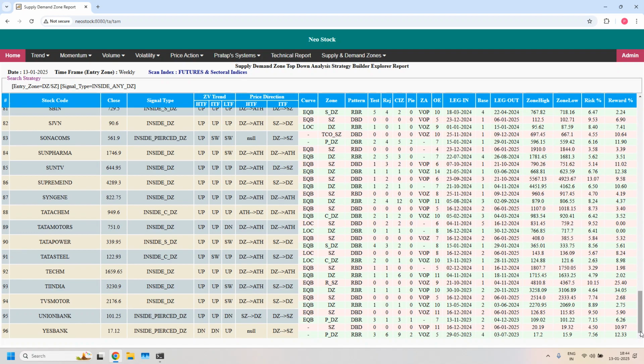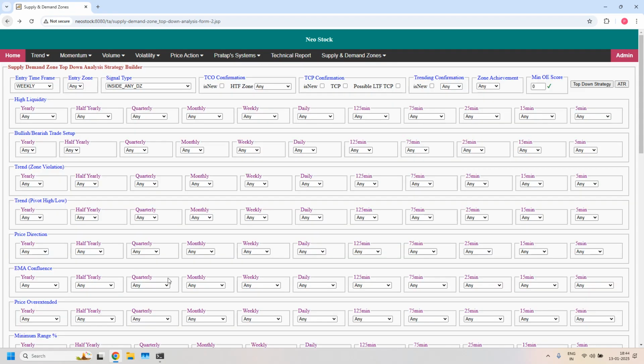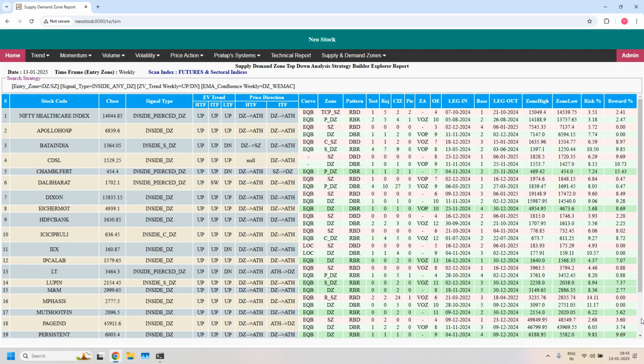Total 96 weekly demand zones where price is currently closed. So we can filter this list based on the EMA confluence. In the EMA confluence at weekly time frame, I am enabling the filter weekly demand zone having weekly EMA confluence. And trend on weekly time frame should not be sideways. It can be up or down. With these filters, the list has come down from 96 to 23 stocks.